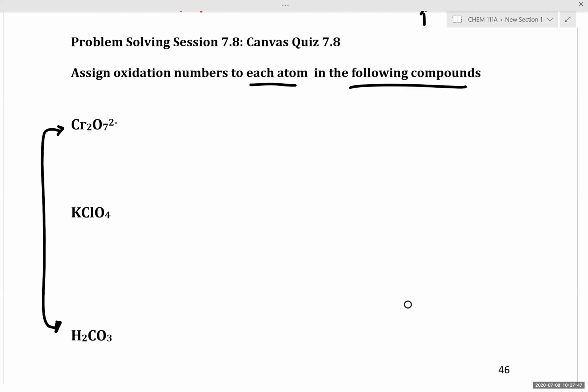So for this response in the chat, the magnitude is correct, but make sure you're accounting for the fact that I want the oxidation number of an individual atom first and foremost, and that you need to account for the fact that your less electronegative atom will have a positive oxidation number.